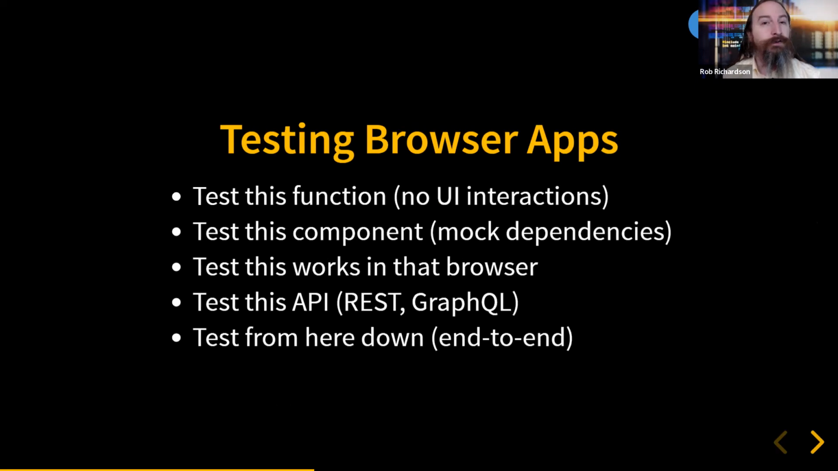Now, the cool part here is there's no user interaction here. We're just running tests. We could test a component. Now, we're unit testing the component, so we'll probably either mock dependencies or we might choose to render those dependencies. But ultimately, we need to mount this component within our framework to be able to run the tests. We want to test that it works in this browser. Now that we have HTML5 browsers, this is less of a concern, but does it work in that one?